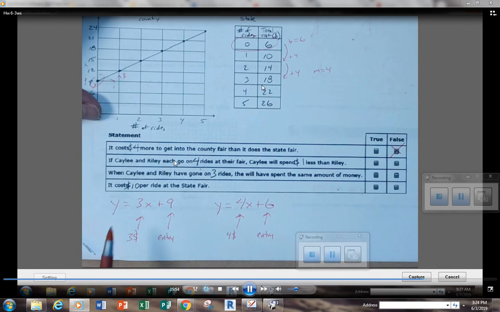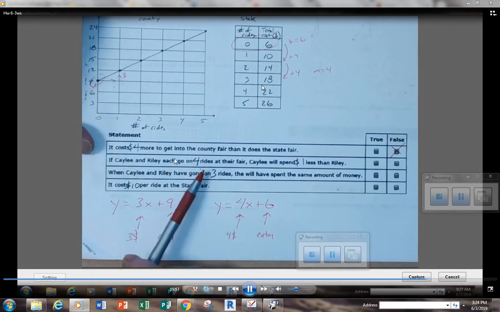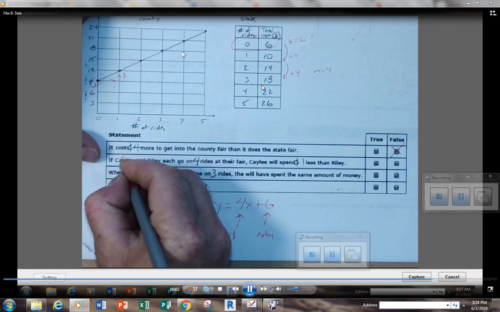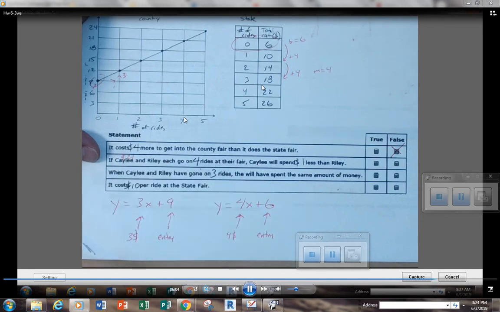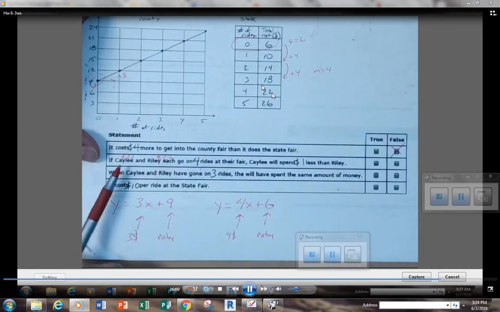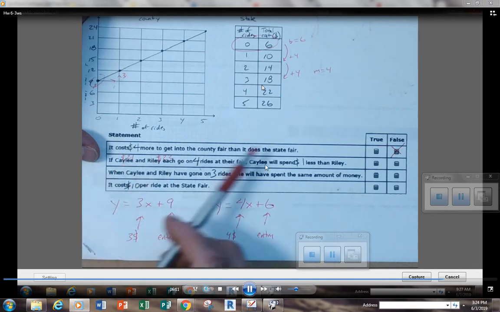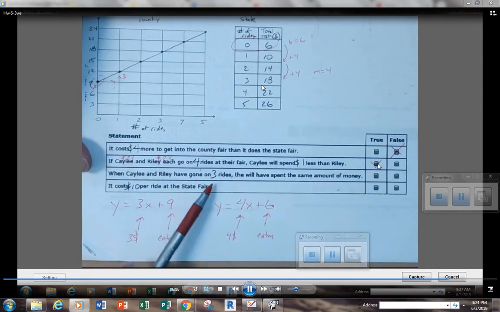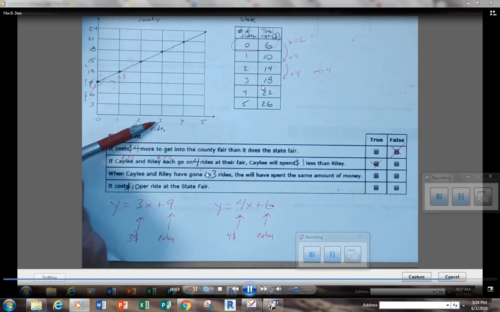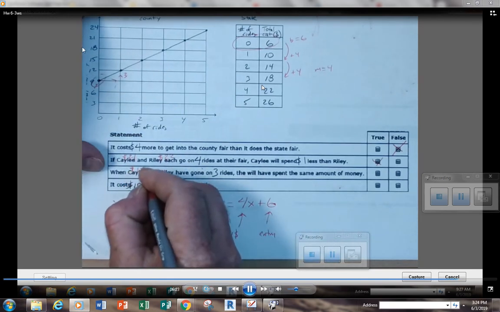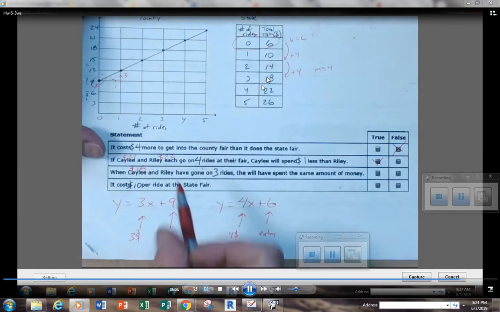This one says 4 rides for each lady. Kaylee will spend $1 less. So at 4 rides, Kaylee spent $21. Riley at 4 rides has spent $22. That is $1 less than Riley. 21 is $1 less than Riley. That is true. When Kaylee and Riley have gone on 3 rides, they have spent the same amount. 3 rides, 18. 3 rides, 18. So you can see that is true.